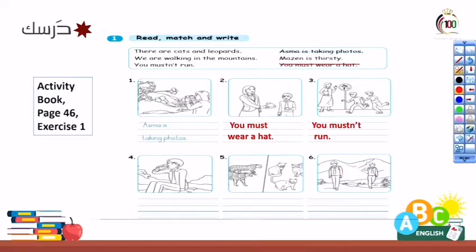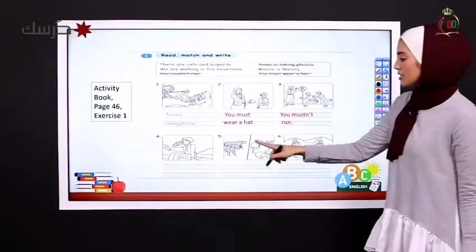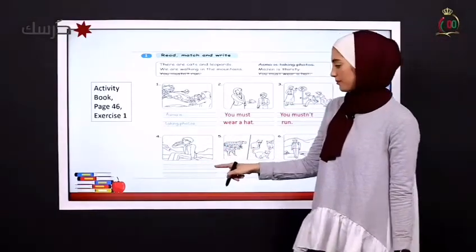You mustn't run. It seems that the teacher is telling them, you mustn't run. Stop running. So write you mustn't run and cross this sentence out. Let's move to the fourth picture.